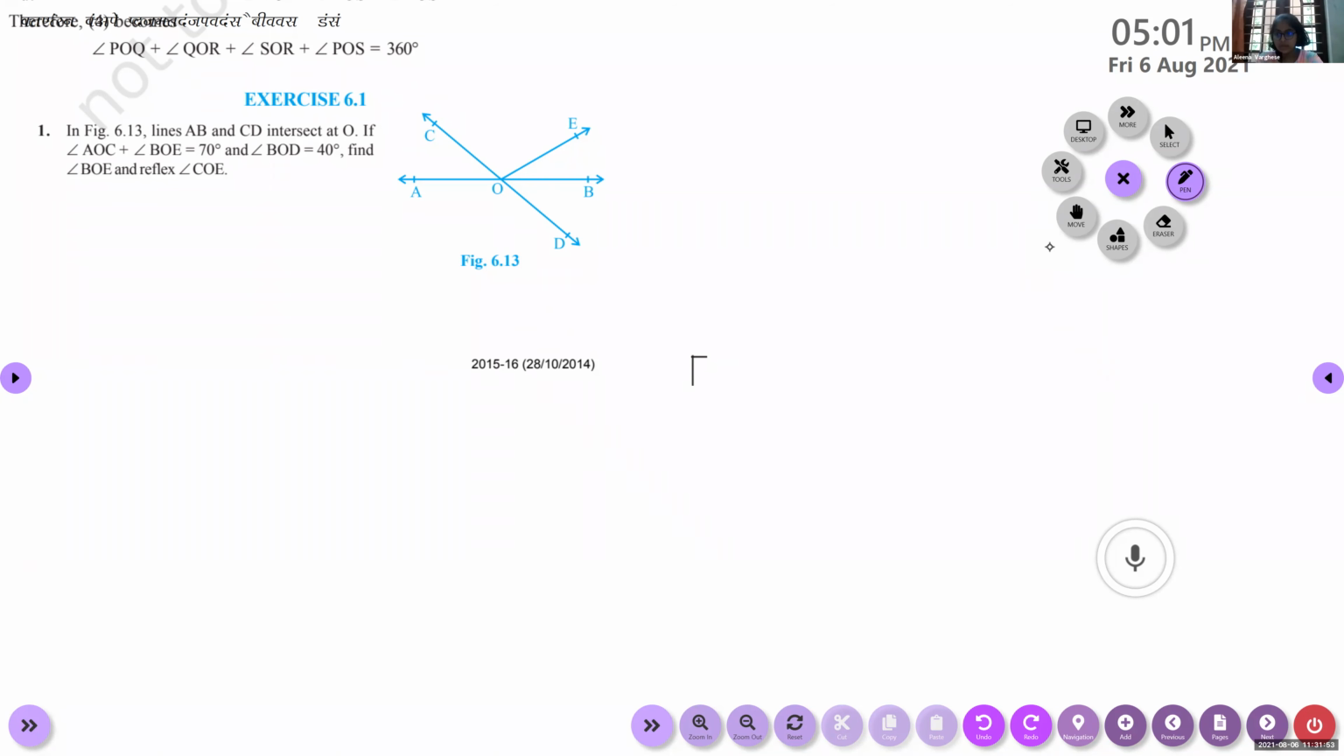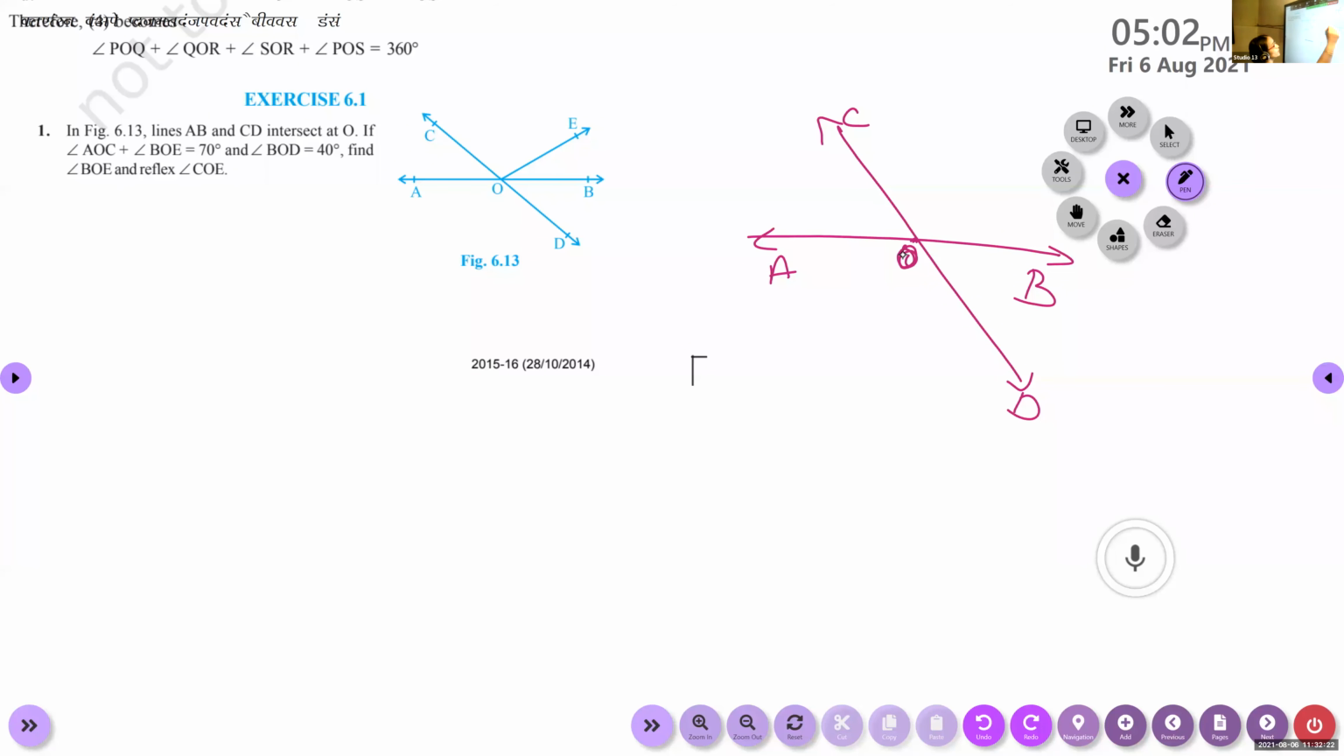All of you read the question, understand the question thoroughly. Lines AB and CD intersect at point O. So this is O. And what is given then? Another ray OE is there.